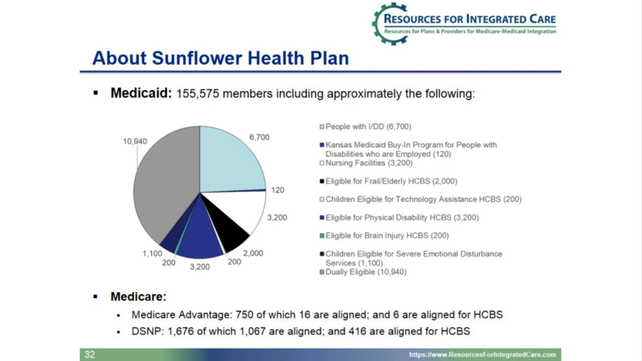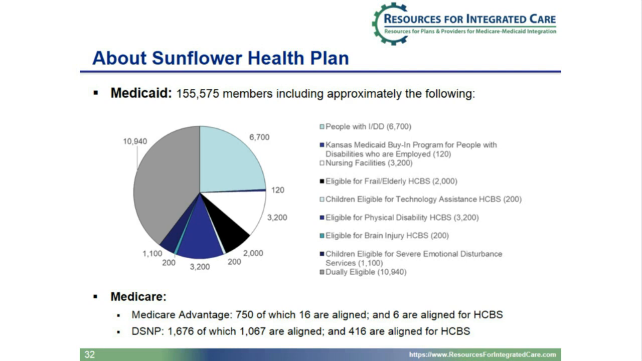about 155,600 individuals on Medicaid. Within that Medicaid population, we offer supports or cover supports for several different populations of individuals who receive home and community-based services, including those with intellectual disabilities, persons who are frail elderly, individuals with physical disabilities, individuals with brain injuries, and children that have technology assistance or have severe emotional disturbance needs.